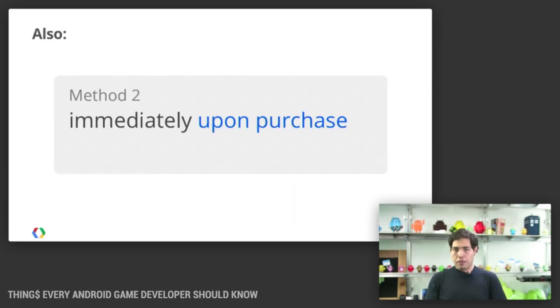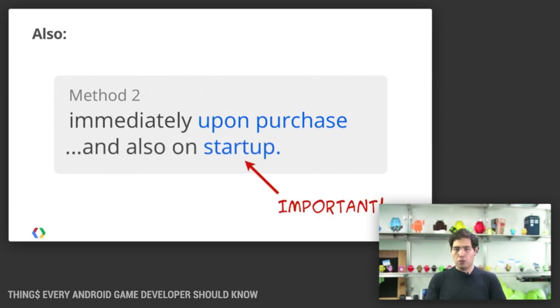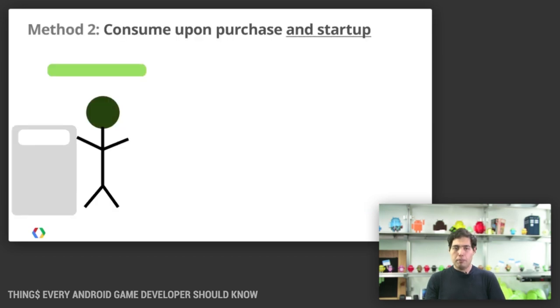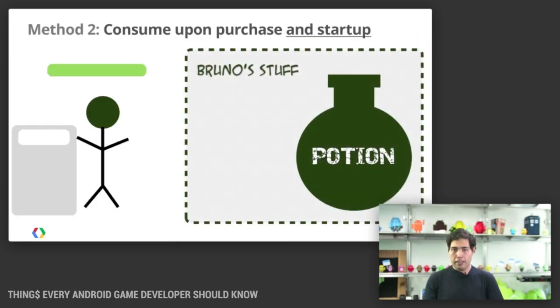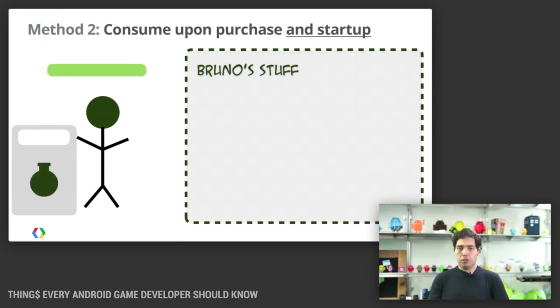If you're using this method too, it's very important to also check on startup if there are any outstanding items that you need to consume. For example, suppose that your application crashed right before consuming an item. You purchased something and then you crashed. What happens is that next time you start up, you should check the user's inventory and make sure that there's nothing consumable there. If there is something consumable that should have been consumed, this is the time when you consume it and credit it to the user's inventory to make sure that they didn't lose that purchase.